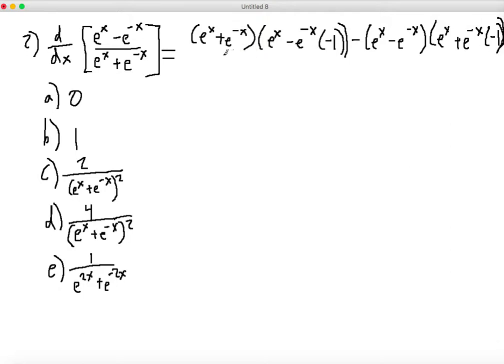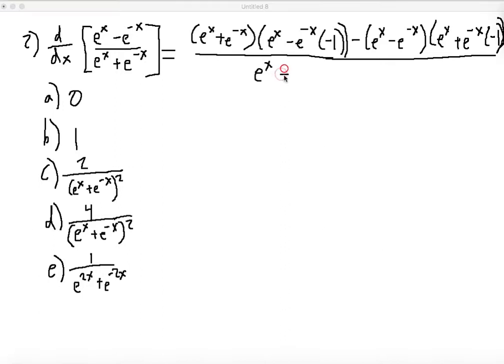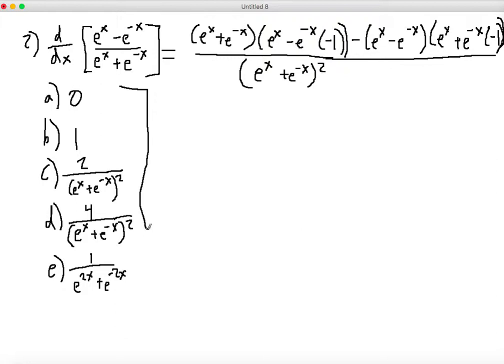All over e to the x plus e to the negative x, quantity squared. So, a lot of stuff to simplify on the top. A lot of stuff to take care of.